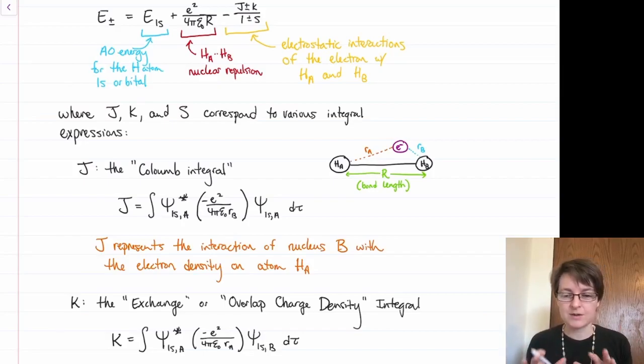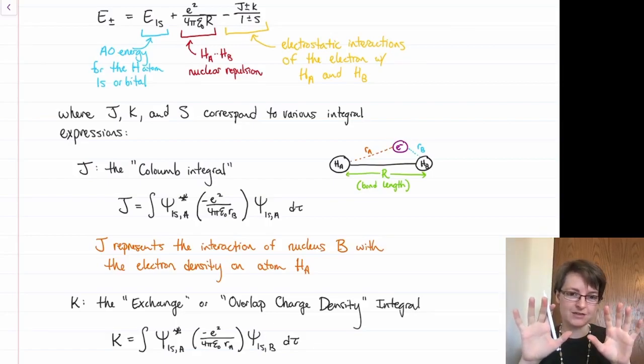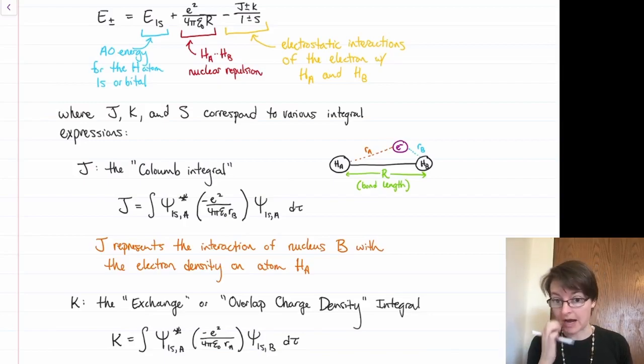In other words, if the electron starts on atom A when my atoms are separate, and I slowly move them closer together, before electron A has a chance to move, the Coulomb integral tells me how strongly it'll be attracted to the nucleus on hydrogen atom B.